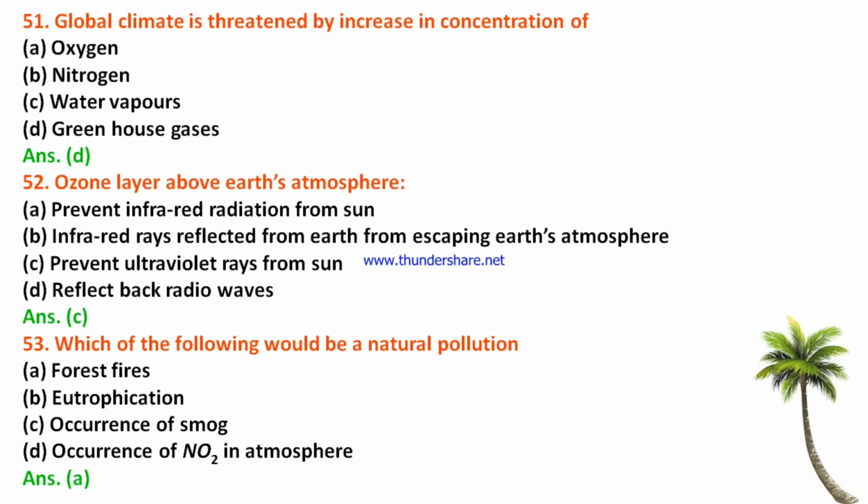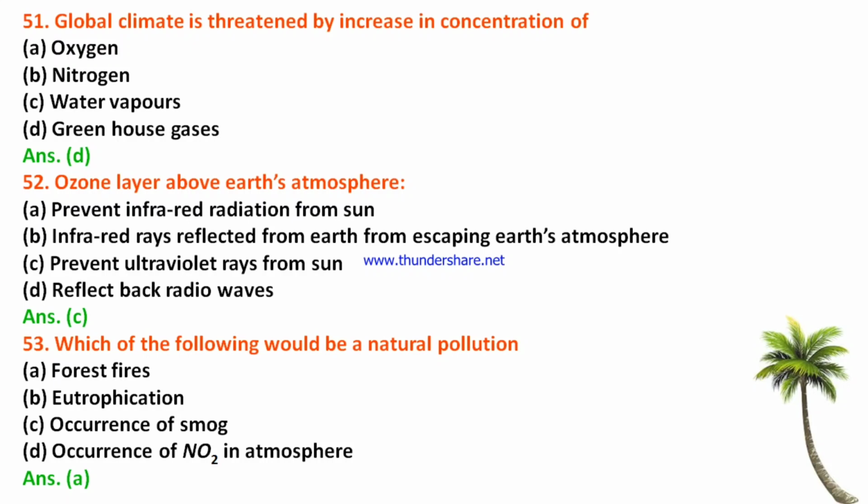Next, number 52. Ozone layer above Earth's atmosphere prevent infrared radiation from sun, infrared rays reflected from Earth from escaping Earth's atmosphere, prevent ultraviolet rays or UV rays from sun, or reflect back radio waves. And the correct answer is ozone layer above Earth's atmosphere prevent UV rays from the sun.